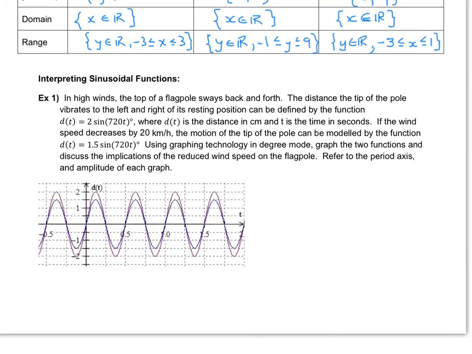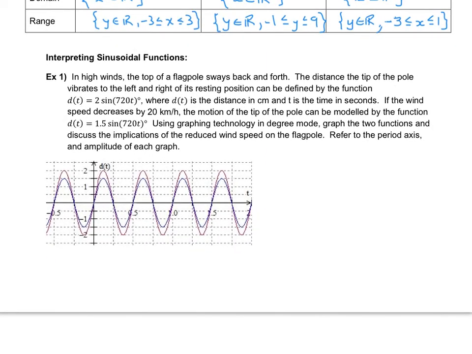So I have this first example. In high winds, the top of a flagpole sways back and forth. It kind of vibrates up there. The distance of the tip of the pole vibrates to the left and to the right of its resting position, and it can be defined by the function I've given you, where d at t is the distance in centimeters and t is the time in seconds. So here's the first function, and I should actually underline that one in red because it is represented by the graph I have in red below.